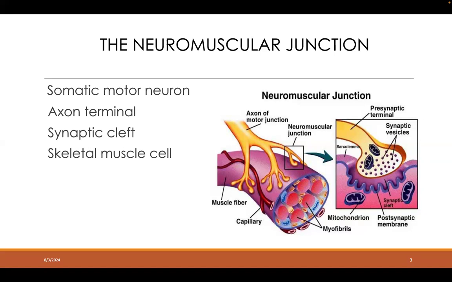As you can see in this figure, the main labels that we have to focus on are the presynaptic terminal, the synaptic vesicles, the synaptic cleft, the postsynaptic membrane, and the sarcolemma, which is basically the muscle fiber membrane. So these are the main labels that we will be focusing on. It will be easier to understand this figure the deeper we get into the topics and the steps of the NMJ.